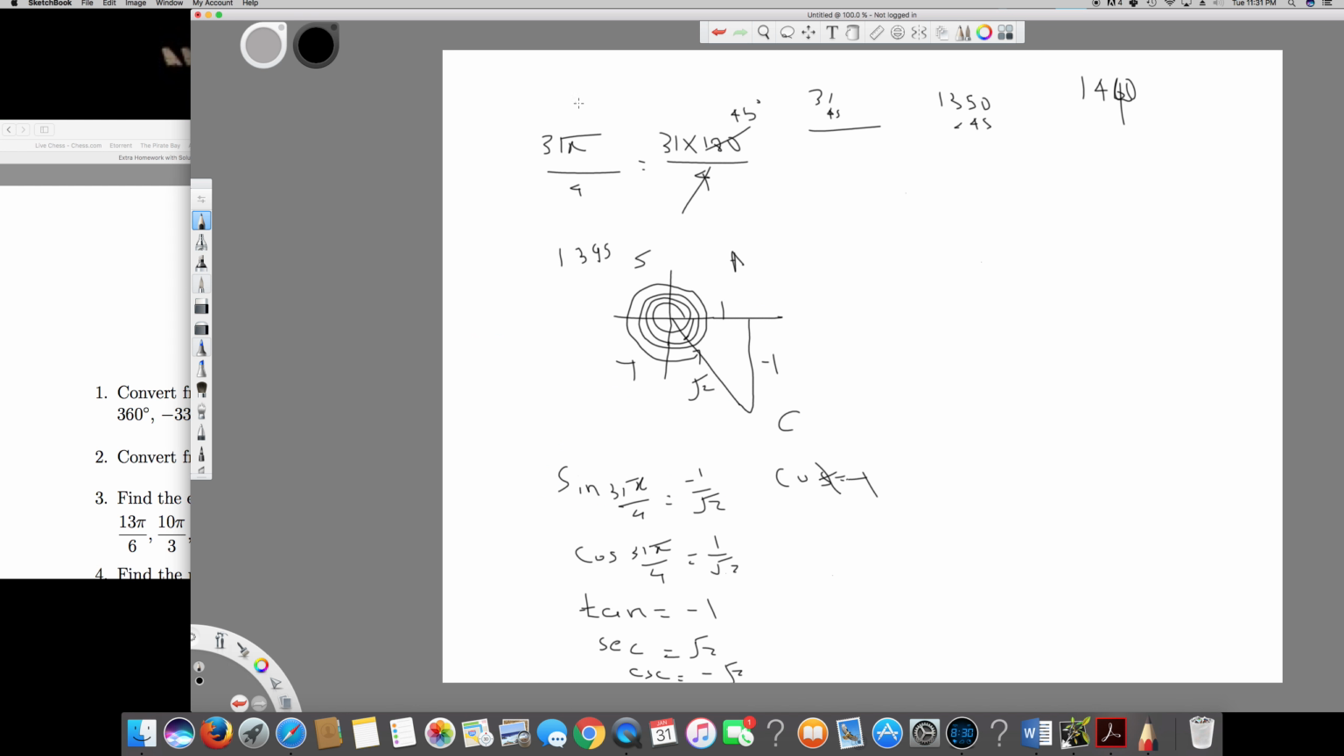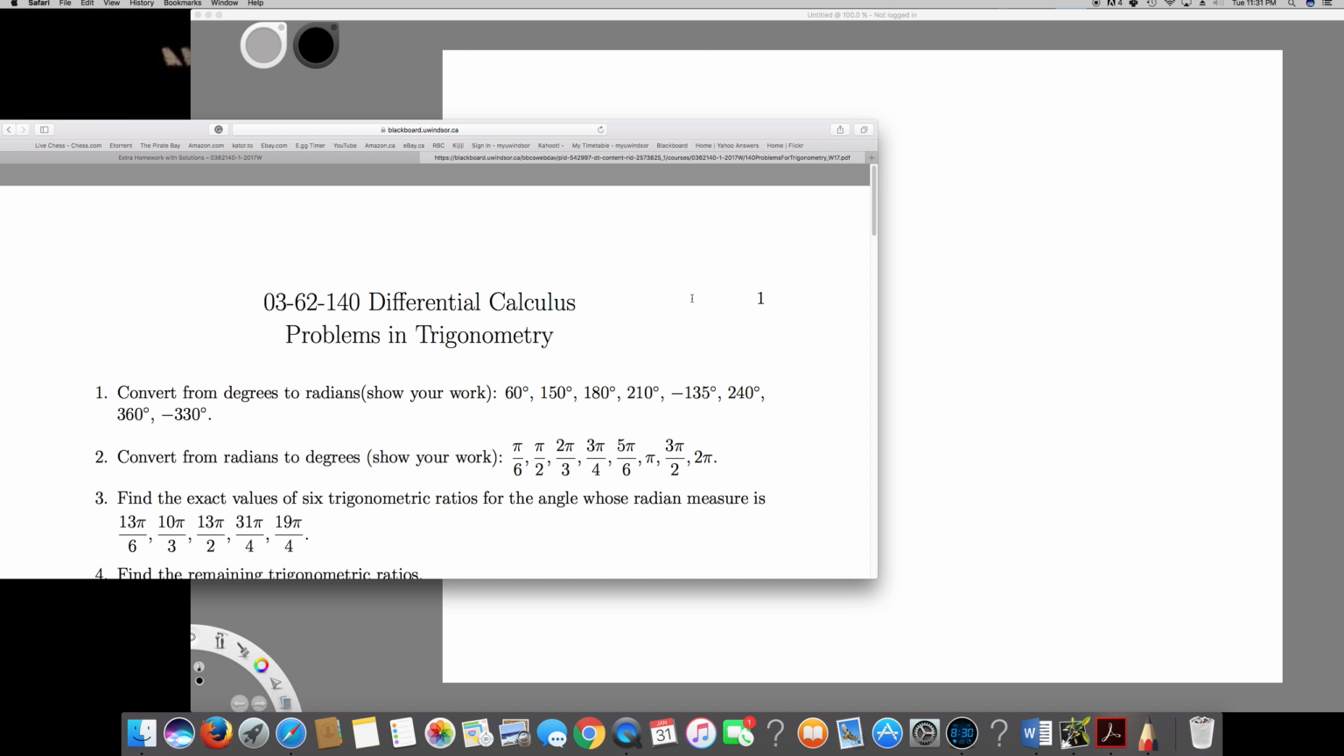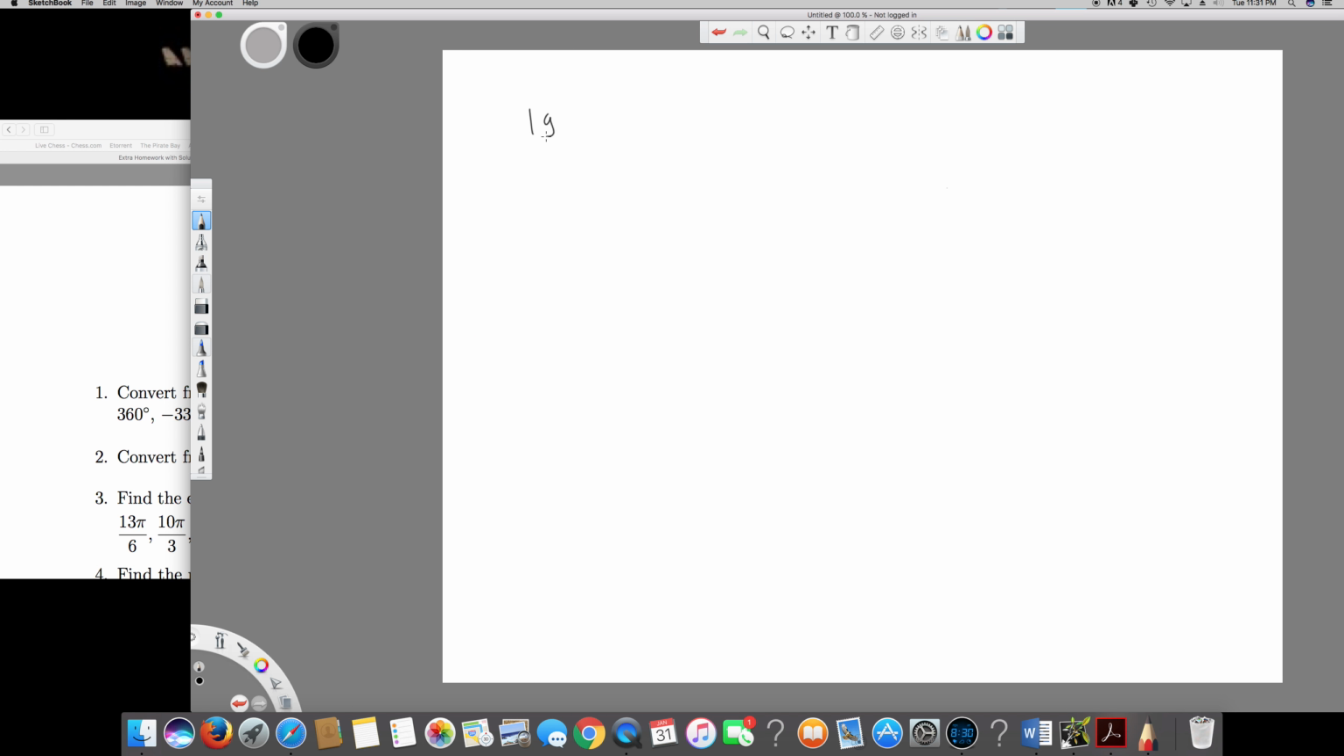And the last one, let's go to the last one. 19π/4. So it's equal to 19 times 180 over 4. So 180 over 4 is what? 45 degrees. 45 times 19 is equal to, let's say 45 times 20 is 900, 900 minus 45 is going to be 855. So 855 degrees is the answer.